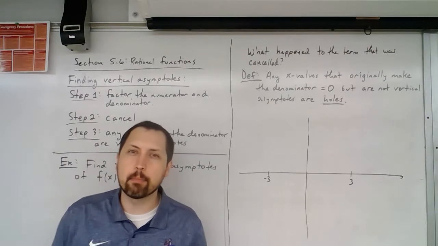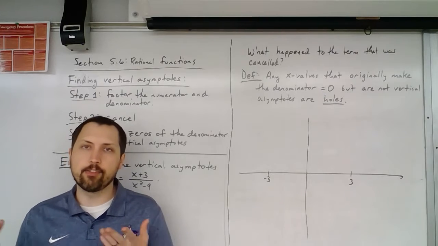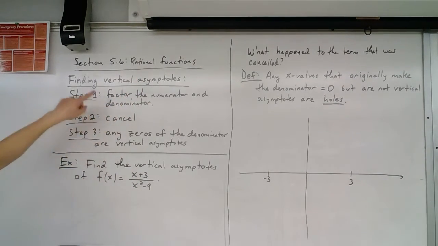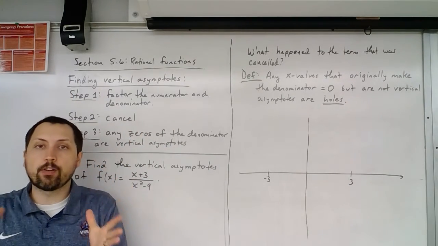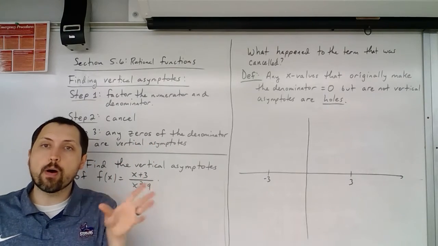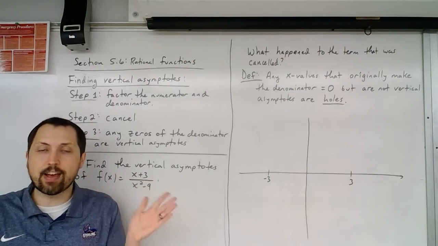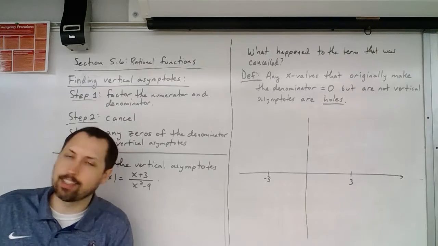Okay, so let's take a look at an example of where we find vertical asymptotes of any given function. The first step we're going to do in finding vertical asymptotes is we're going to factor the numerator and the denominator. Remember, a rational function has a polynomial in the numerator and a polynomial in the denominator. We know how to factor polynomials, so that's going to be our first step. If we can factor it, we're going to factor it. The next step we're going to do is we're going to cancel it.